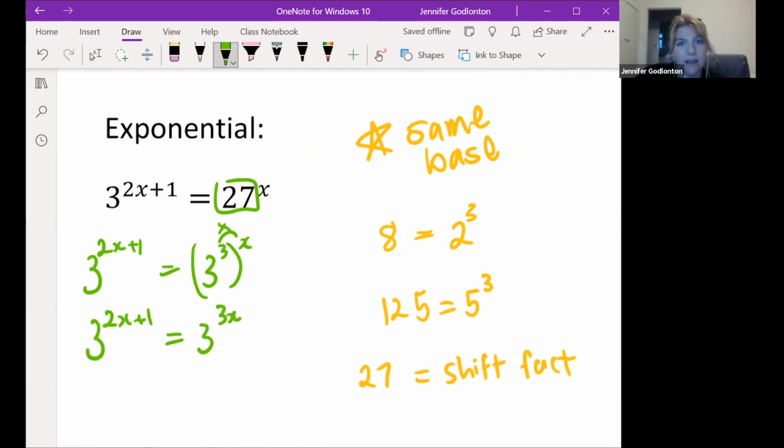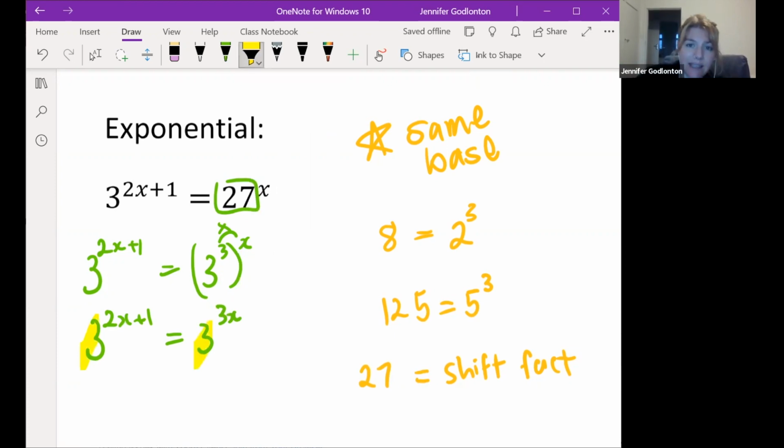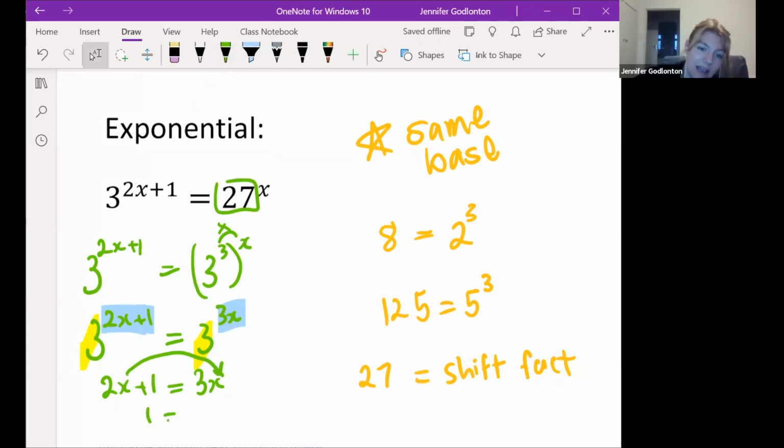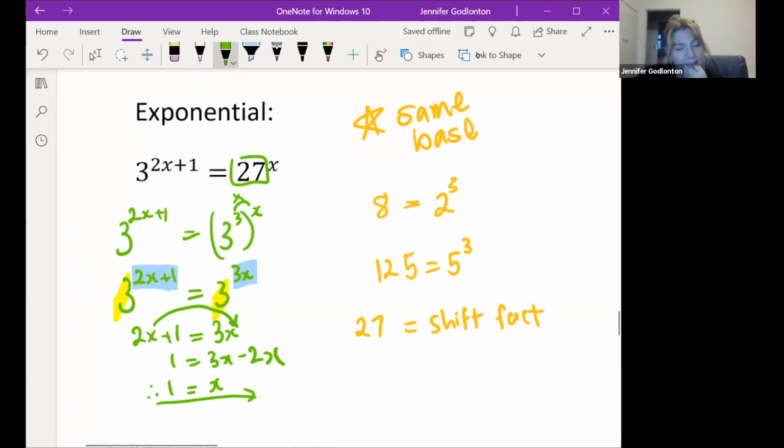So that's going to be 3 to the power of 2x plus 1 is equal to 3 to the power of 3x. Now, as soon as our bases are the same, we are allowed to make our exponents the same. So now we are allowed to say 2x plus 1 is equal to 3x. I'm going to move that 2x onto this side, and so I'm going to get the answer 1 is equal to x, or x is equal to 1. This is as simple as an exponential equation can get.